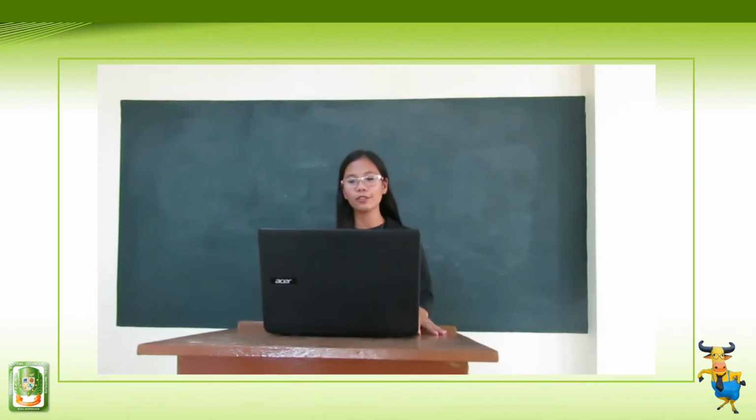Our first lesson is all about the parts and functions of the microscope, while the second lesson is all about the levels of biological organization. So at the end of the first lesson, you are expected to identify the three main parts of a compound microscope and to describe the functions of each part of the microscope.